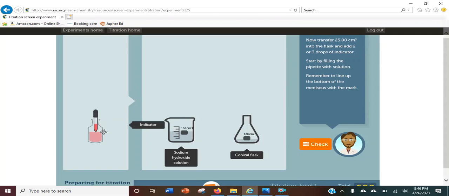Okay, so this is our indicator. So this is probably phenolphthalein, so it'll be pink in the presence of a base. So I'm going to add 2 to 3 drops, so 1 and 2. Okay, so now we know the concentration of the sodium hydroxide, and we know the volume of the sodium hydroxide as well.